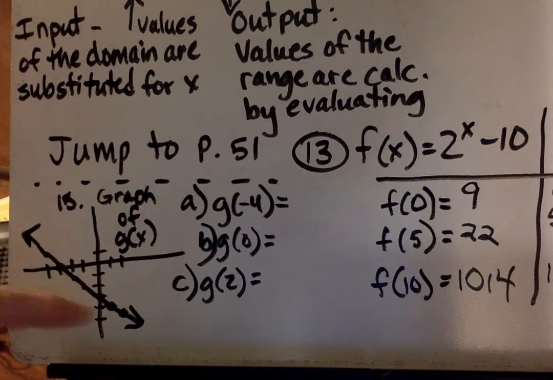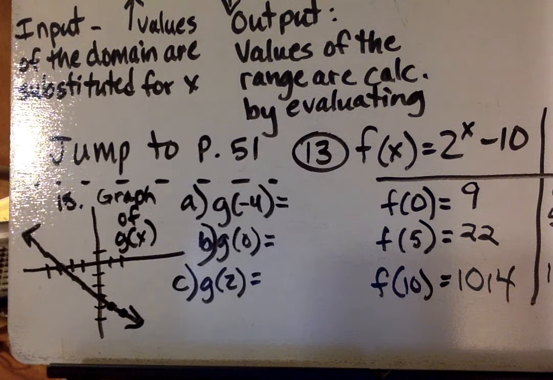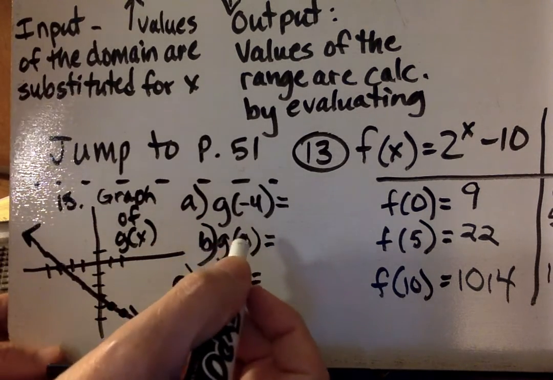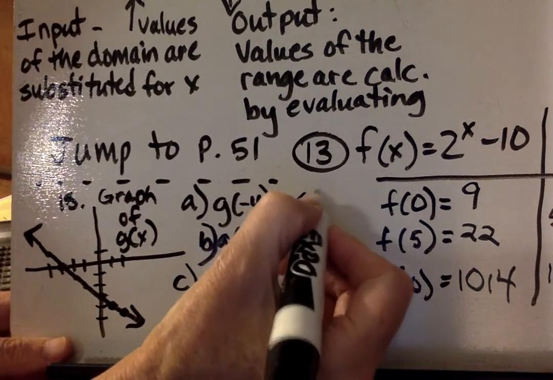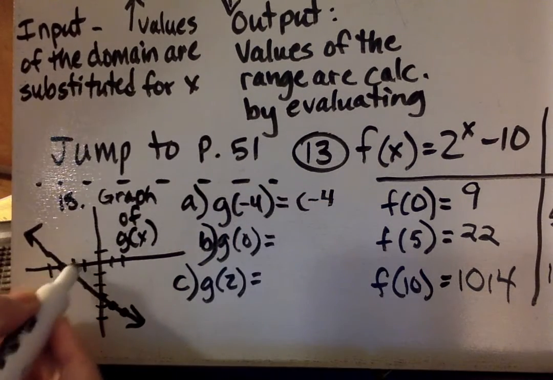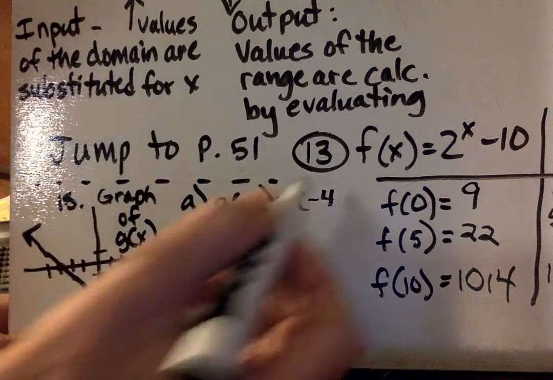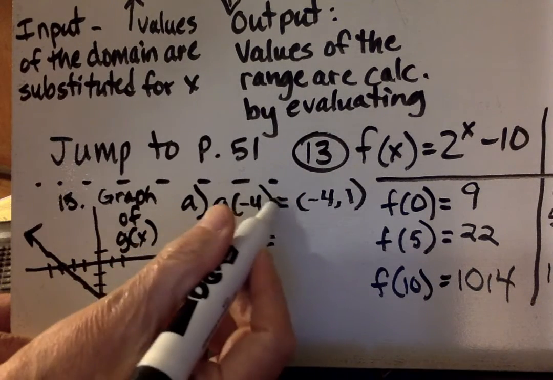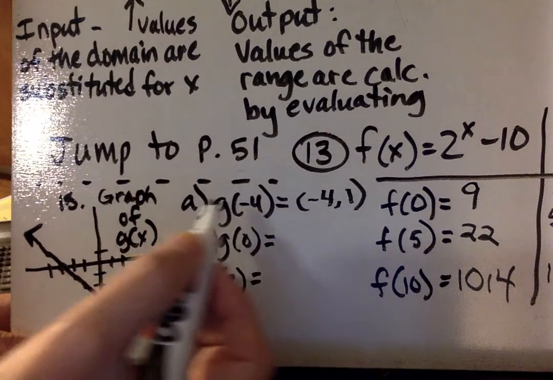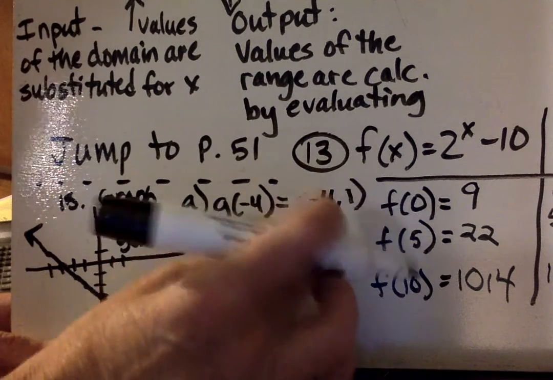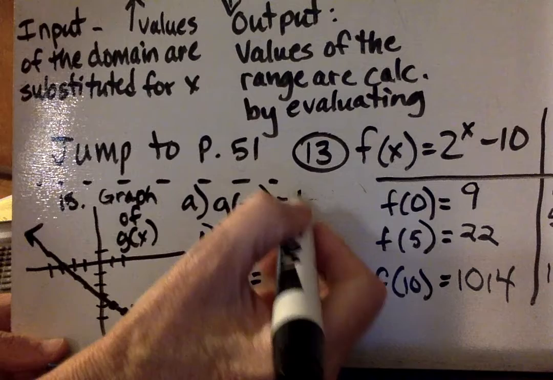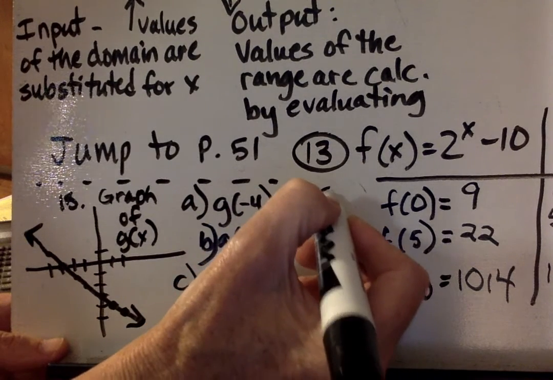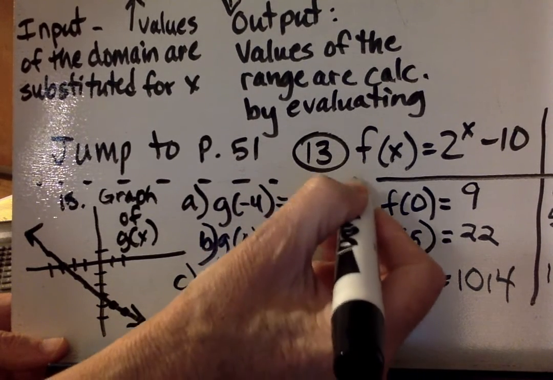So here's your graph of g of x. And now they want you to figure out what is g of negative 4. If I put negative 4 in for x, where's my y value? So I go over to negative 4, and it's up 1. So the answer, g of negative 4 equals 1, and then I put the ordered pair, negative 4, 1.